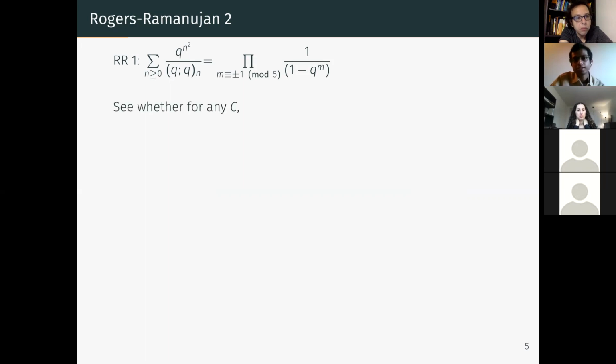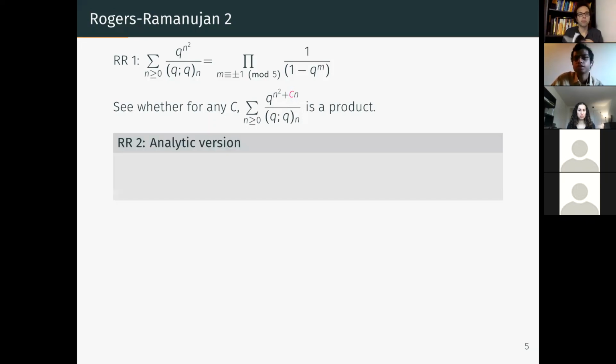Now, I said there is a pair, so there is another one. Where is that? I'll give you an experimental way of looking for it. Deform the exponent of q by a linear term, c times n, where c is unknown at the moment, and test whether for any c this ends up being a product. And it turns out you will see only one c that works. It's c equal to 1. And you get another identity. Now the product side turns to plus or minus 2 mod 5.